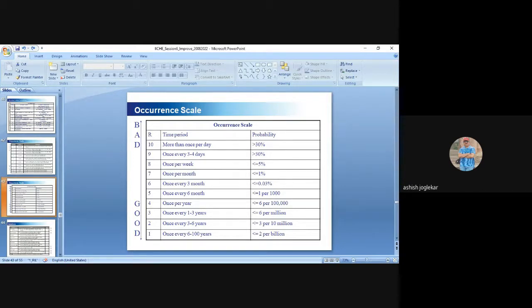There can be some difference, but you have to create consensus on this, and always go for the higher rating when you have a difference of opinion. Say somebody is saying 7 and somebody says 8, right? It is always advisable to put 8 so that you work on it. If you put 7 and the RPN numbers come down, you will not work on it.